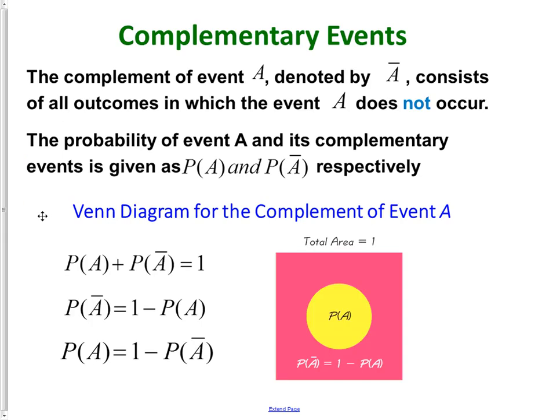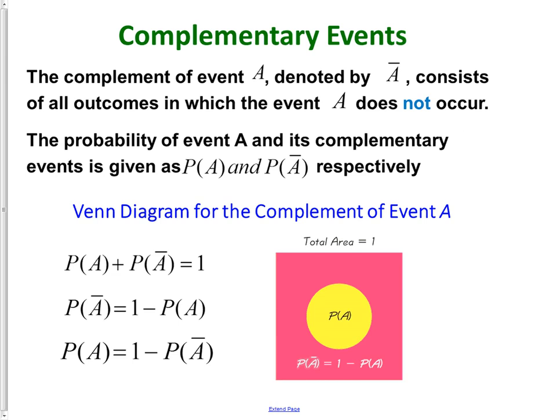One other type of result that you should know is called a complementary event. The complement of an event, denoted by A with a little line over it, A bar, consists of all the outcomes for which A does not occur. The probability of event A and its complement add up to give us a total of 1.